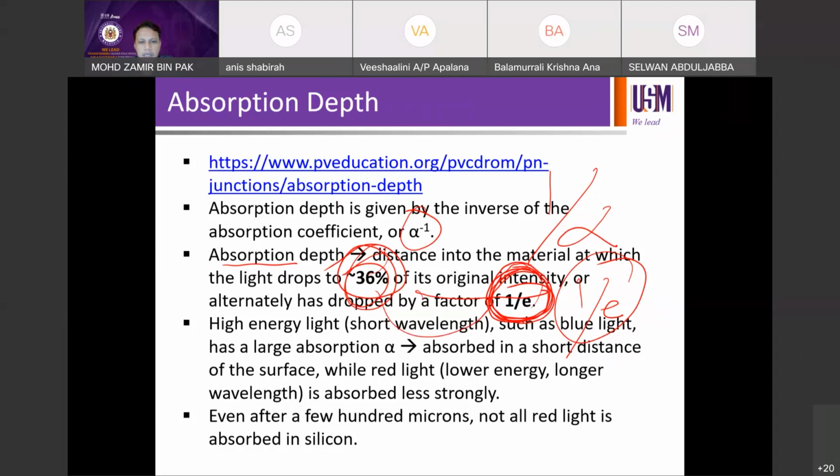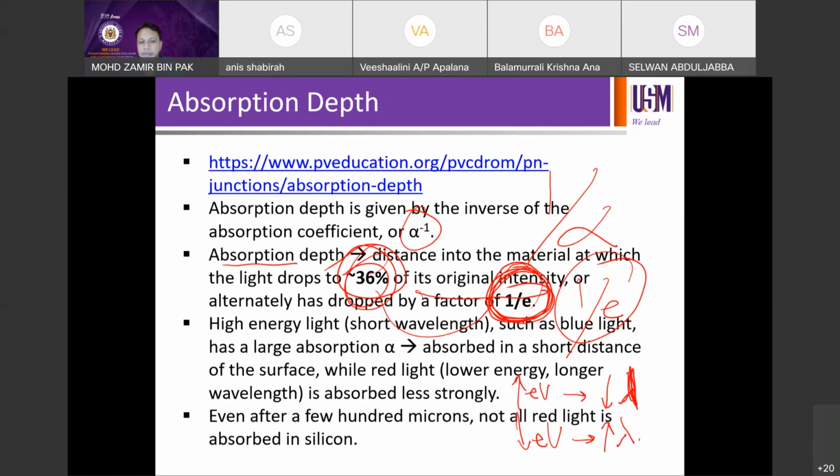So high energy short wavelength light such as blue light has a large absorption alpha, absorbed in a short distance on the surface, while red light, lower energy, longer wavelength is absorbed less strongly. Okay, so that means that's why I discussed about the photon energy to wavelength conversion, as what Fada mentioned now in the chat box. You need to use this equation, and you will see that when you have high energy photon, you have low wavelength because they are inverse to each other, or they are reciprocal. On the other hand, when we talk about low energy photons, you are talking about high wavelength.